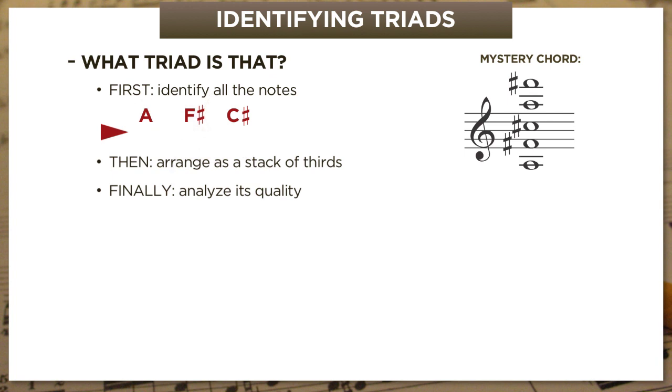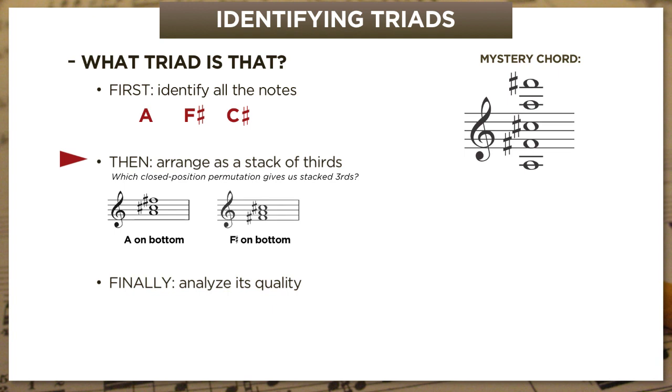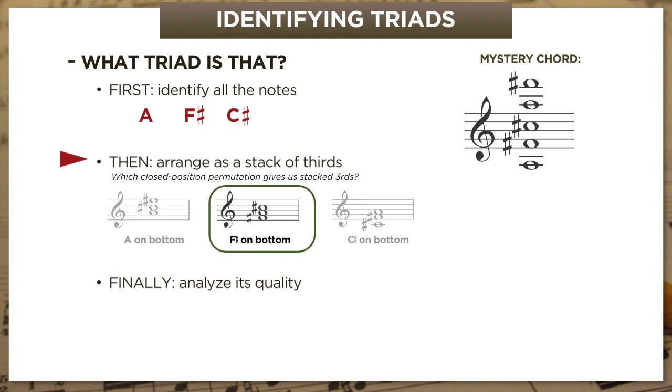So our next task is to arrange this as a stack of thirds. Or more specifically, we need to see which closed position, again, tightly packed, permutation gives us a stack of thirds. So we're going to pack these 3 notes as closely as possible and see which of the 3 possible orderings gives us a stack of thirds. Here's A on the bottom, tightly packed, F sharp on the bottom, tightly packed, C sharp on the bottom, tightly packed. And hopefully you can see that we only get a stack of thirds when F sharp is on the bottom. So that means F sharp is the root. It means that A is the chordal third and C sharp is the chordal fifth.